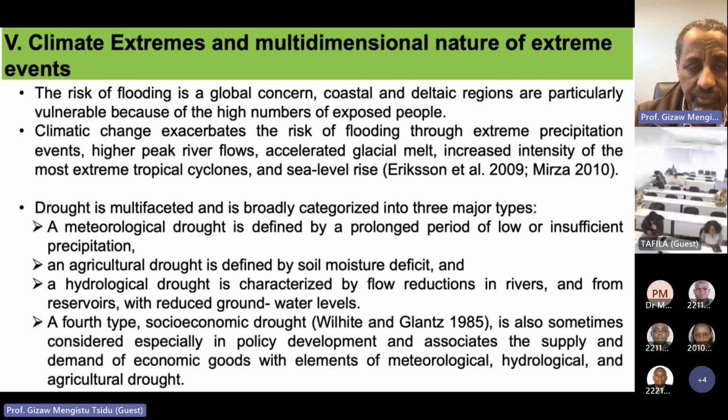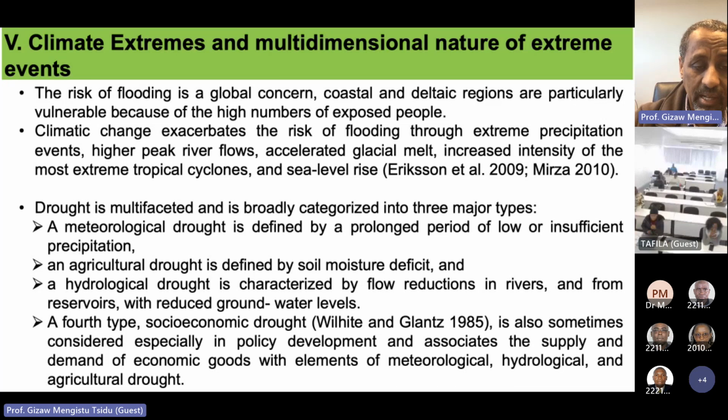So we refer to meteorological droughts. It's basically a prolonged period of low or insufficient precipitation. Usually, a meteorological drought is about a month-long period. For agriculture, this is also a serious issue. Actually, even one month's precipitation loss could affect agricultural productivity.